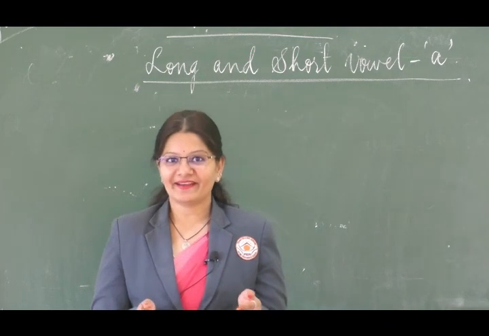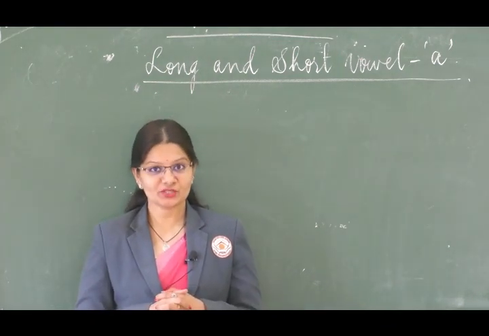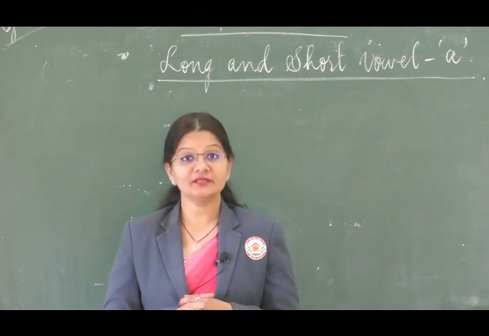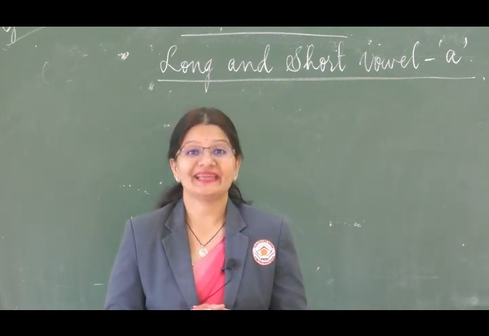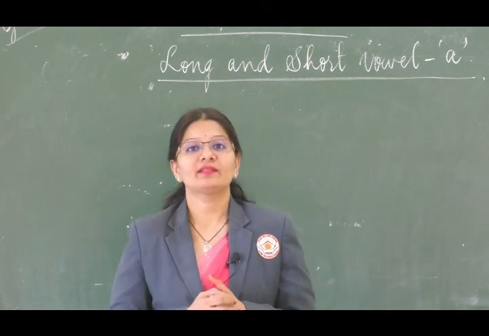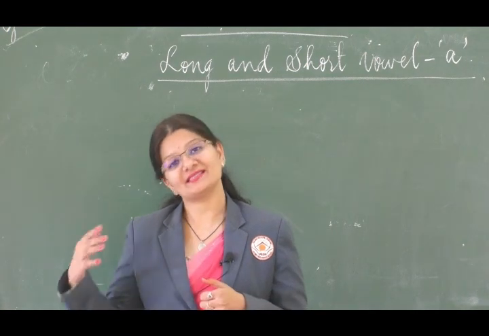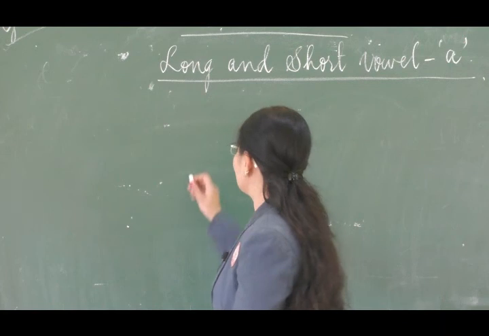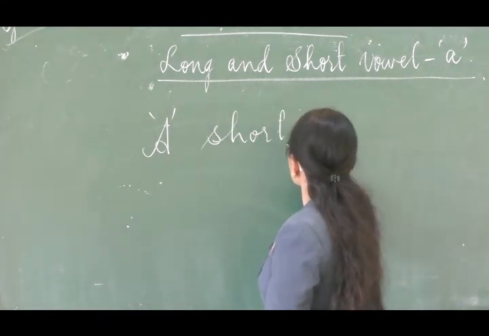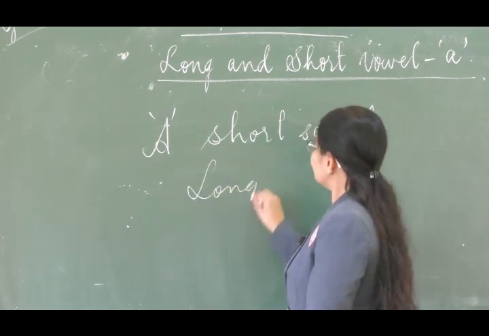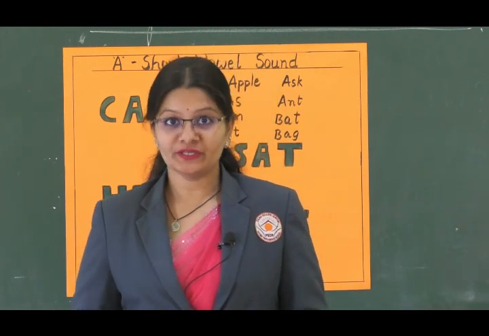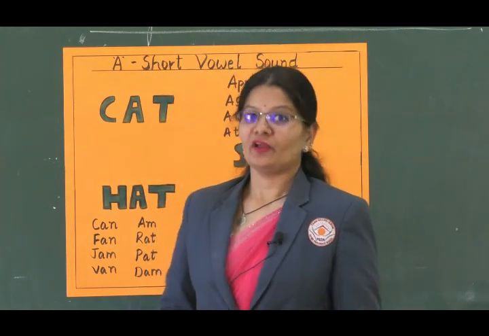So, kids, these were the English alphabets. Today, we are going to learn the sound of the vowel A. Do you know, kids, that there are two ways in which we can say the vowel A? One is the short sound and one is the long sound. So what are we learning today? We are learning the sound of the vowel A, that is the short sound, and the long sound. Kids, now we are going to focus on the short vowel sound of A.